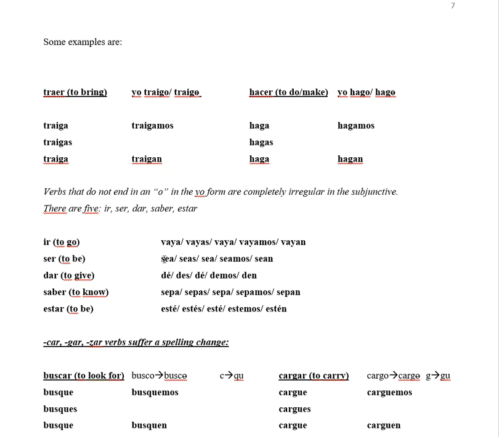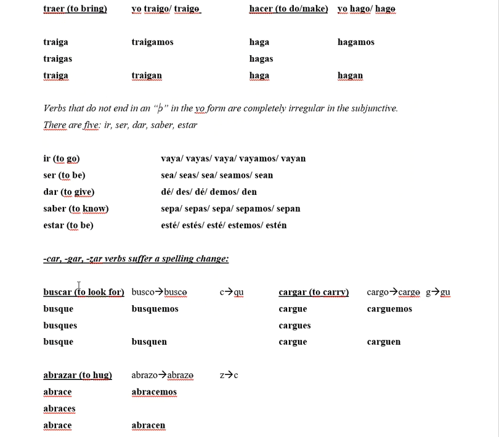Ser, meaning to be: yo sea, tú seas, él sea, nosotros seamos, ellos sean. Dar, meaning to give: yo dé, tú des, él dé, nosotros demos, ellos den. Saber, to know: yo sepa, tú sepas, él sepa, nosotros sepamos, ellos sepan. Estar, to be: yo esté, tú estés, él esté, nosotros estemos, ellos estén.